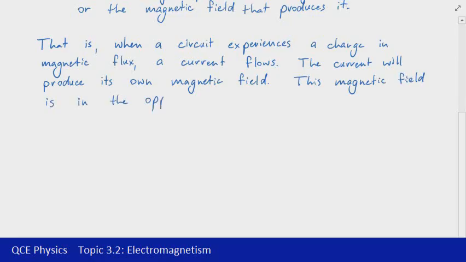So note that we need to consider the change in magnetic flux, not just the direction of the external field. And be aware here that there are two fields that we're now dealing with. So we need to be very clear on the direction of the change in magnetic flux and the direction of the magnetic field that's produced around the current.